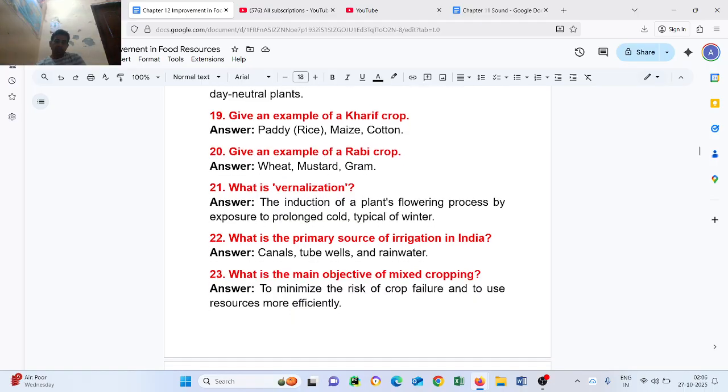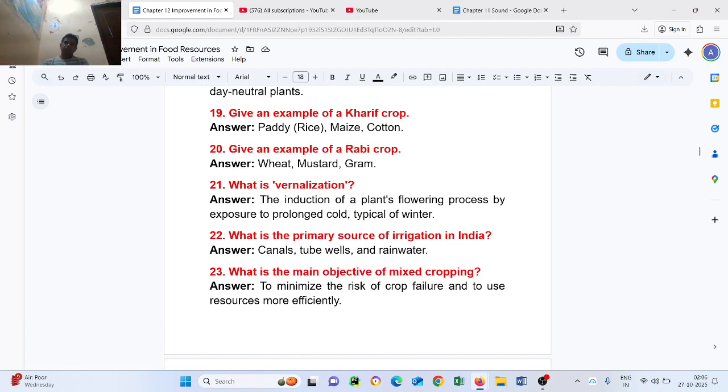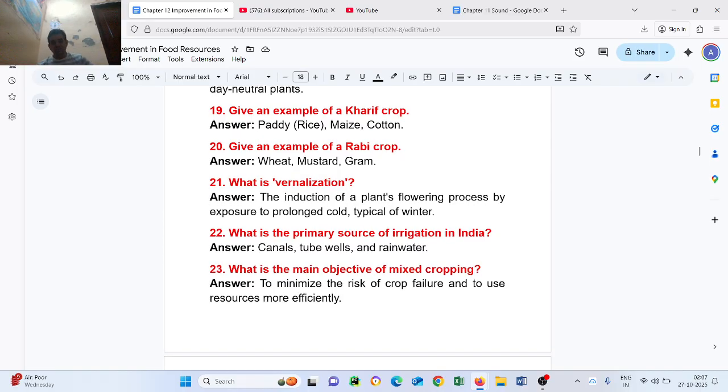Question number 23. What is the main objective of mixed cropping? To minimize the risk of crop failure and to use resources more efficiently.